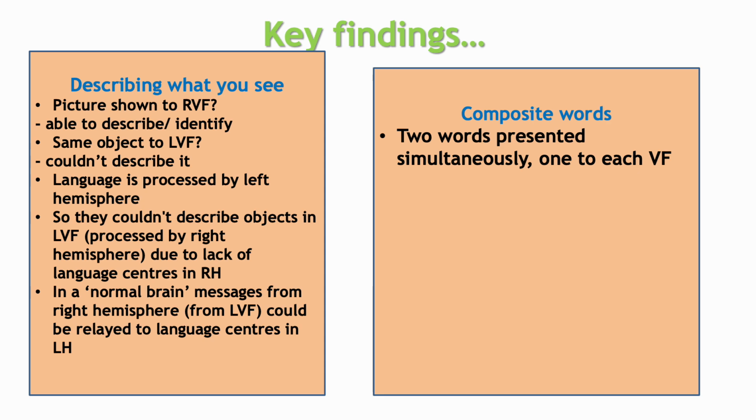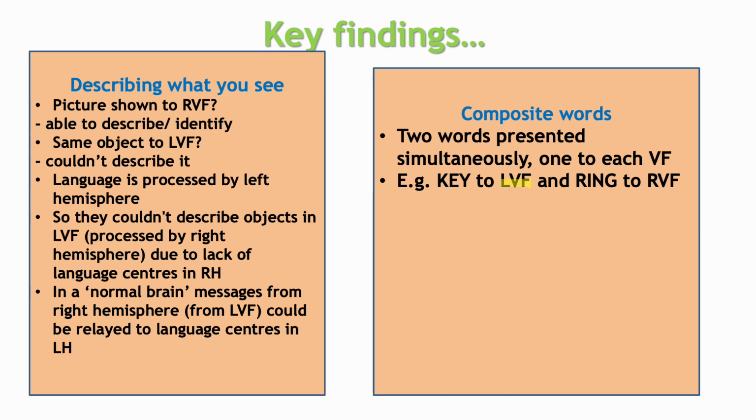Composite words are 2 words that are presented at the same time, and in this case, 1 to each visual field. So, for example, the word key was going to the left visual field, and the word ring to the right visual field. That would mean key is going to the right hemisphere. So that is dominant in creative tasks. They would be able to draw a key to show they understand that word, but not say it. They would also draw it with their left hand because it's gone to their left visual field.